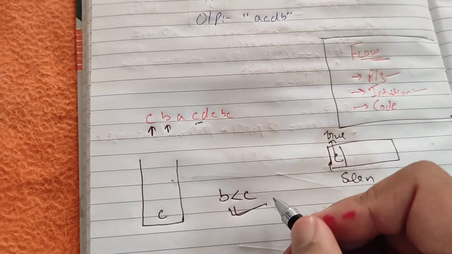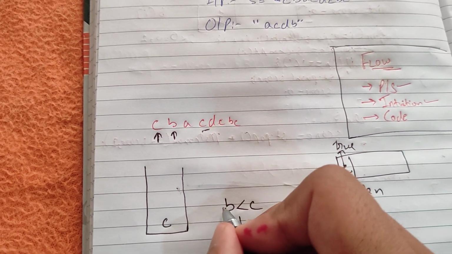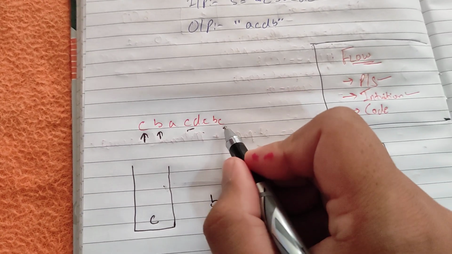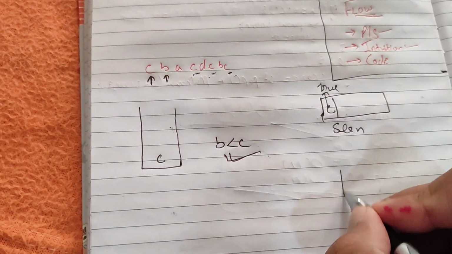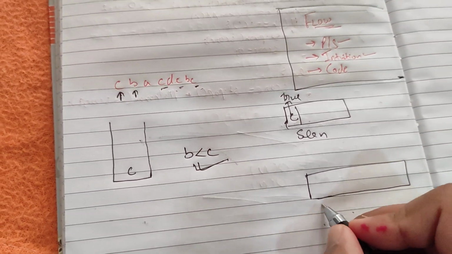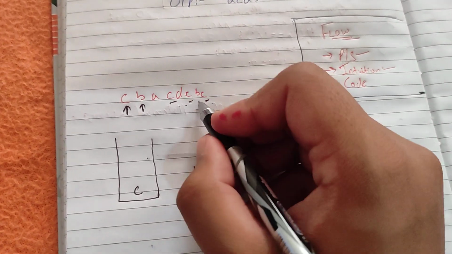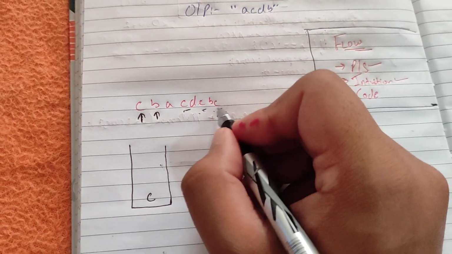Now you can see we have C further on, but B is smaller. So I will check whether C is present further on. Yes, C is present 3 times over here, which is a good thing. Then I will create another array called last index. This array will simply get the last occurrence of each element from the string.